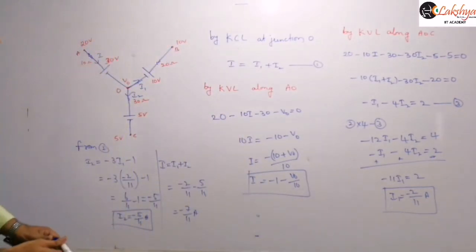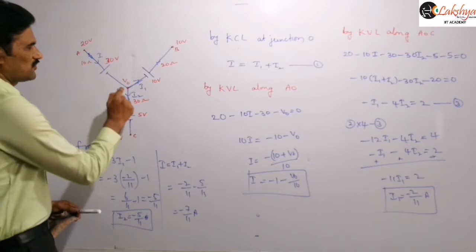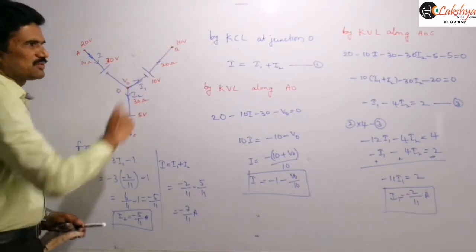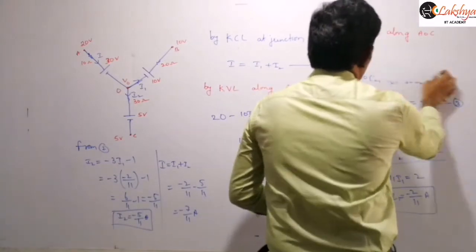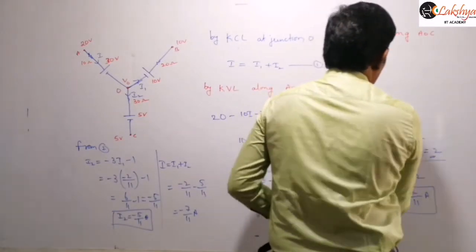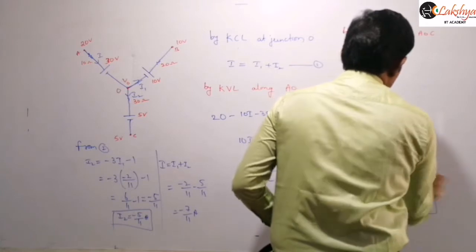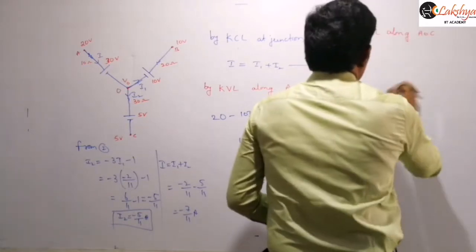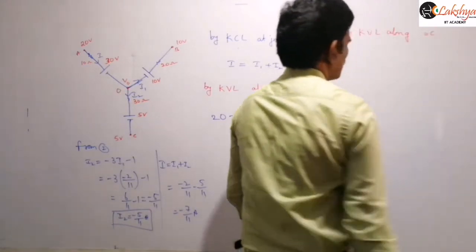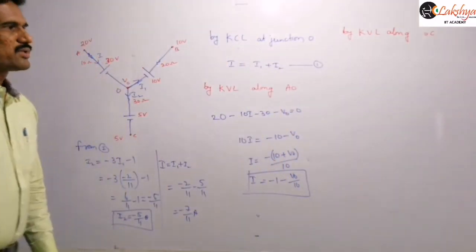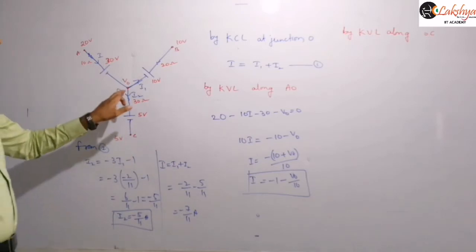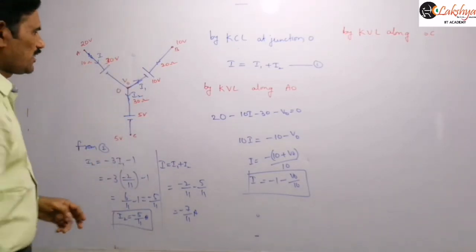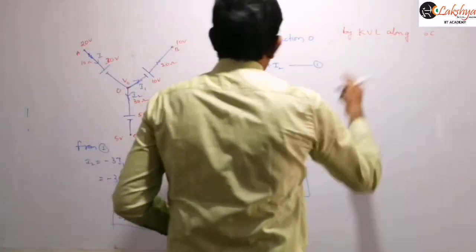Next, similarly you can find the I1 value by applying Kirchhoff law between O and B. So by applying it between O and C and between O and B, you can calculate the I1 and I2 values here, right? If you apply Kirchhoff law from O to C, you will get the I2 value. Similarly, if you apply it from O to B, you will get the I1 value. So now I am applying from O to C.